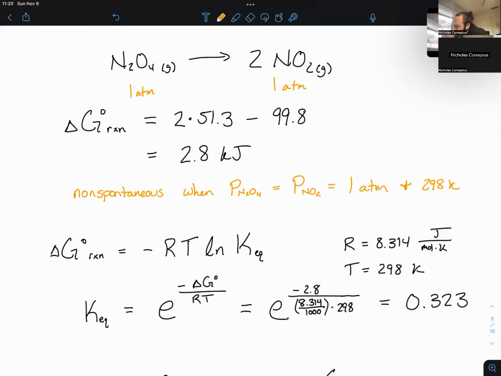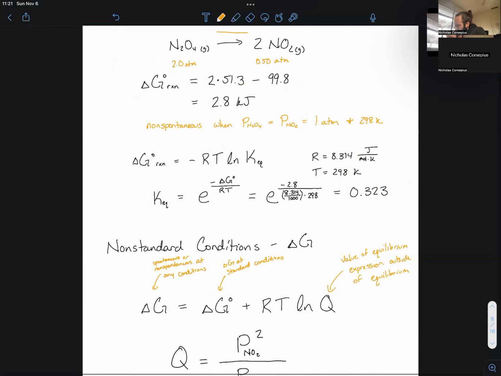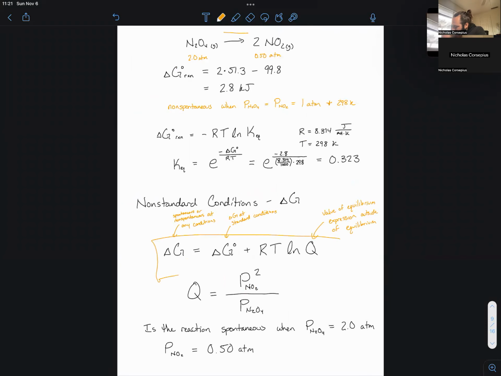What if I have this at a higher pressure? So this will be 2 atm, and this is a lower pressure. Does that still want to go in the reverse direction? Or under these conditions, will the reaction be spontaneous in that forward direction? That's what I can figure out using this equation here, along with my expression for Q.